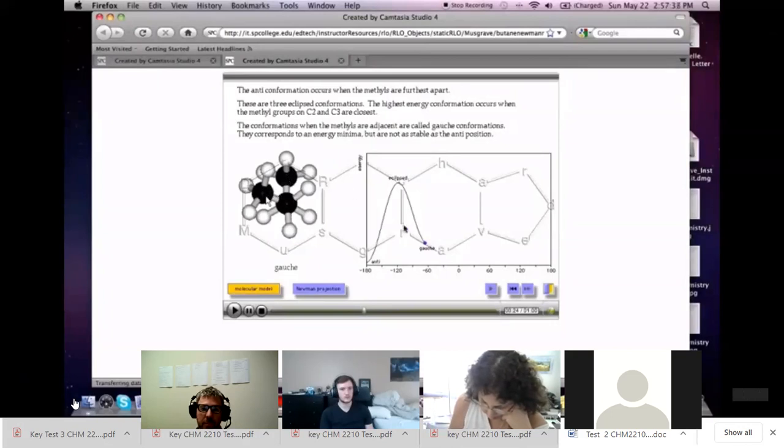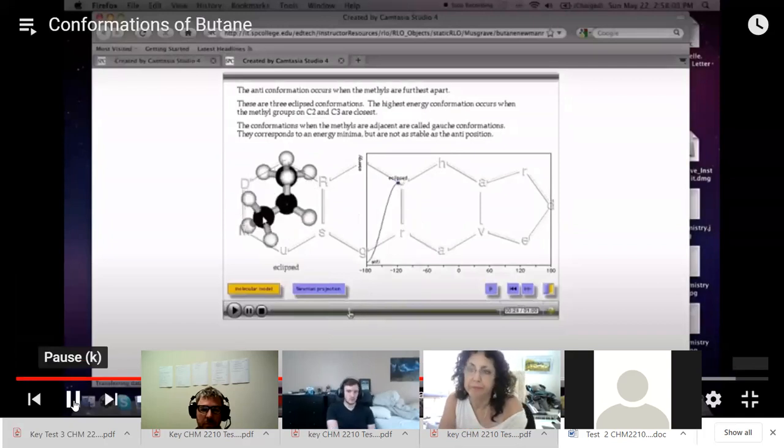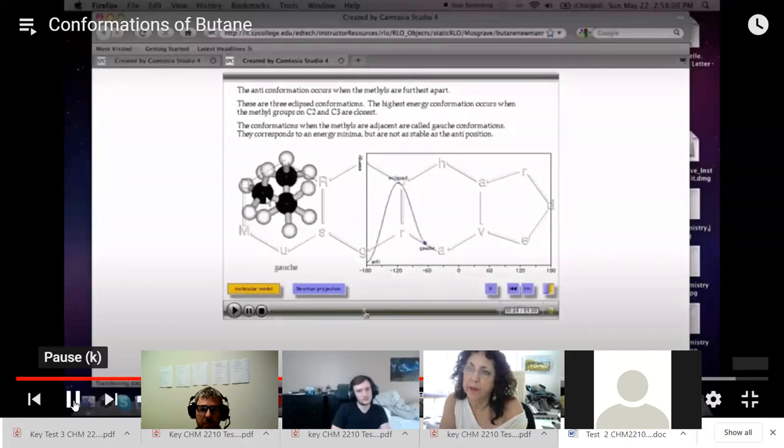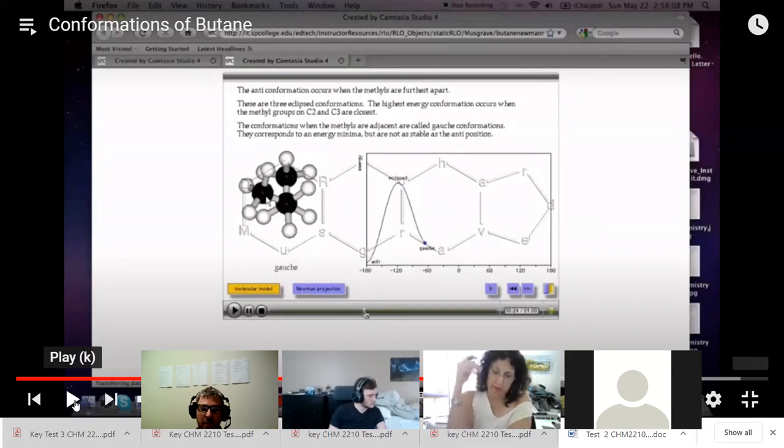And we can say that the conformation we're calling gauche is going to be of higher energy than the anti-conformation. But it's not as high as the eclipsed conformation that we had earlier. So staggered conformations are always lower energy than eclipsed conformations. But the gauche is higher energy than the anti-conformation. The anti-conformation, if you remember, was this one back here. And there's our gauche. All right, does anybody have any questions about anything I said there?